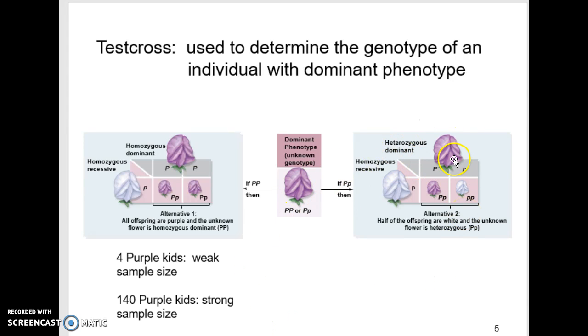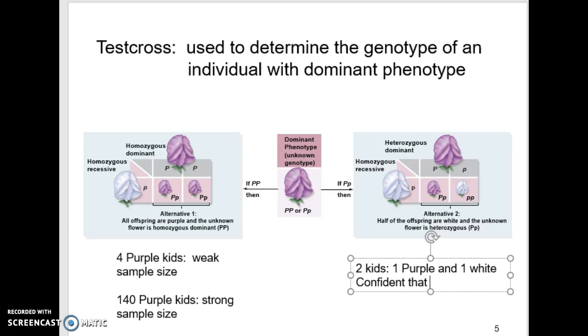If you have a purple parent and a white parent and you produce purple and white, then you say, okay, I feel that that parent is heterozygous. Now the sample size over here doesn't matter. Well, I shouldn't say that. You need at least 2 kids. But if you had 2 kids, one purple and one white, you can feel confident that the purple parent is heterozygous.